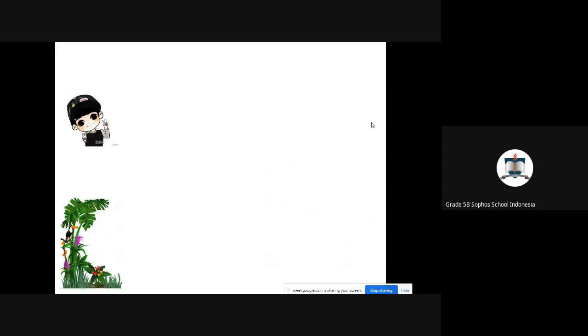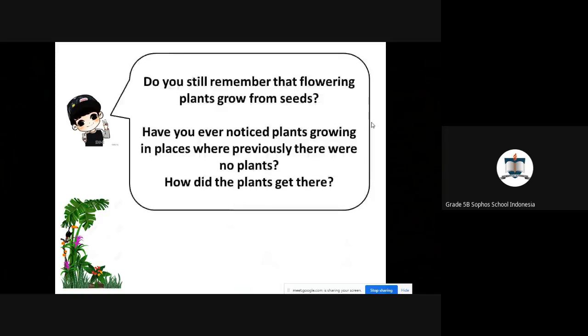Okay, so last time we learned about seed germination. Right now, do you still remember that flowering plants grow from seeds? I hope that you still remember this. And have you ever noticed plants growing in places where previously there were no plants? For example, you are in a place where there are no plants in that area, but right now you can find some kinds of plants growing there. How did the plants get there? Have you tried to find the answer to this?